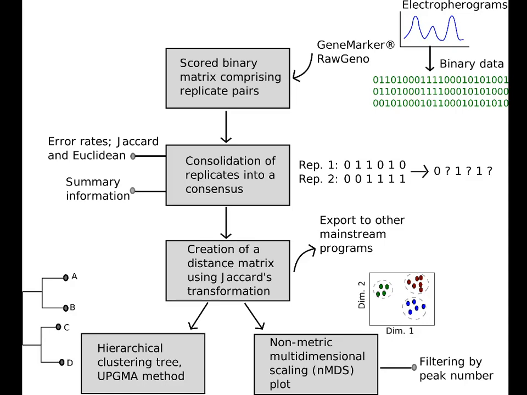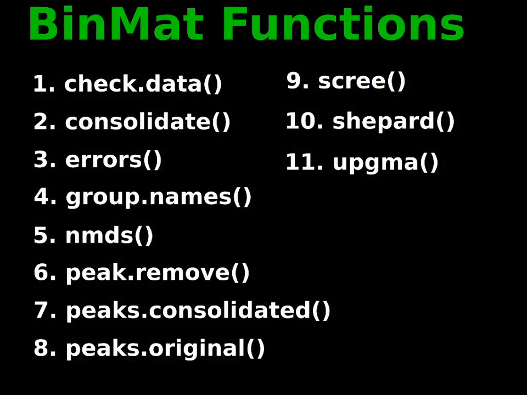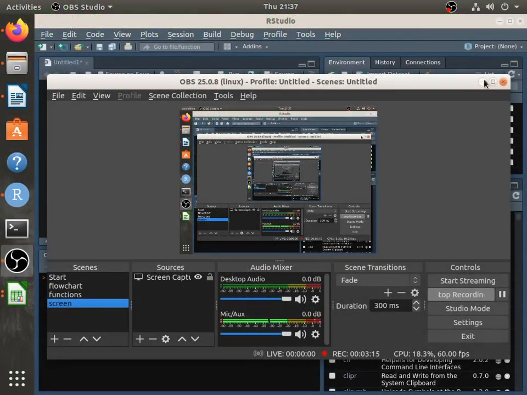And then there's also the functionality of removing some samples that maybe fall below a certain peak threshold that you designate. So I'll go through the various functions and how this can be applied. There are 11 functions in this package, and we will go through them now.